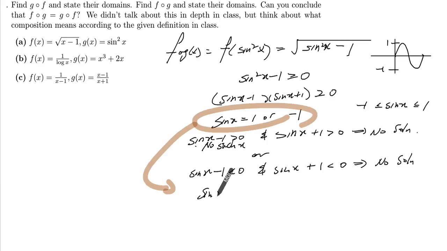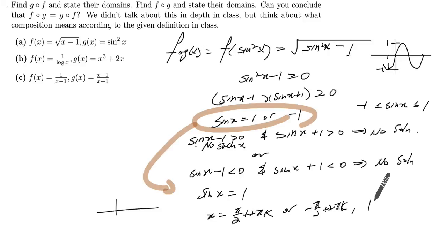So sine of x is equal to 1. Then you get x equal to pi over 2 plus 2 pi k. Or the negative 1, so recall the sine function up here. Negative 1 is right here. So we can say minus pi over 2 plus 2 pi k, where k is any integer we can plug in. Okay, so that's the answer. That's the domain for F∘G.